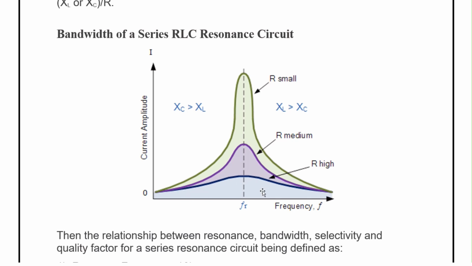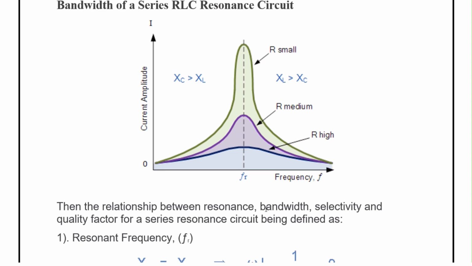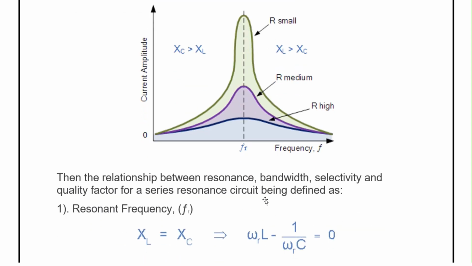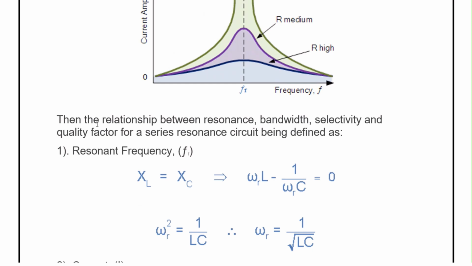So as you can see, the bandwidth is also getting affected, and the sharpness of the series circuit is also getting affected here. So you get a higher peak for the smaller value of the resistance. You get even less peak for the medium value, and the least peak for the highest value of the resistance.